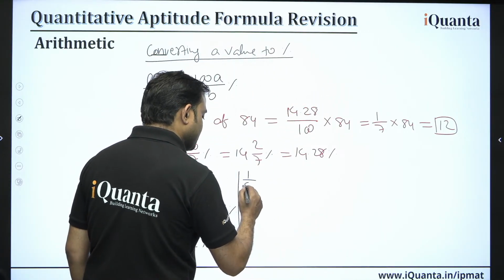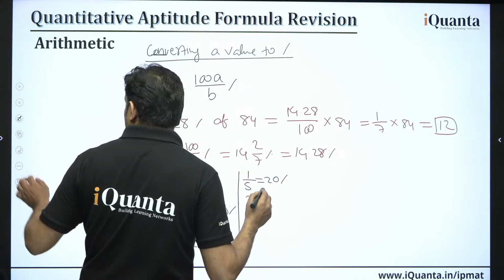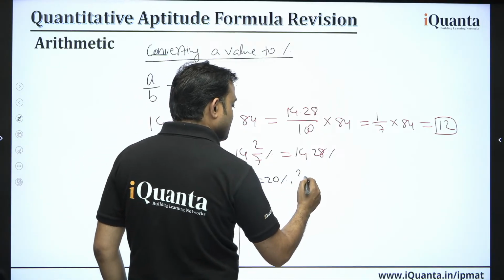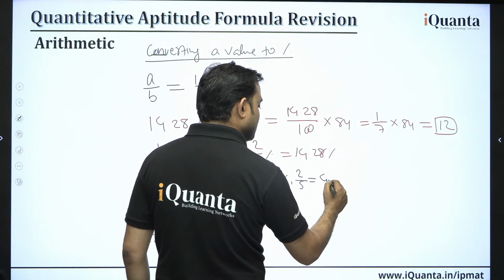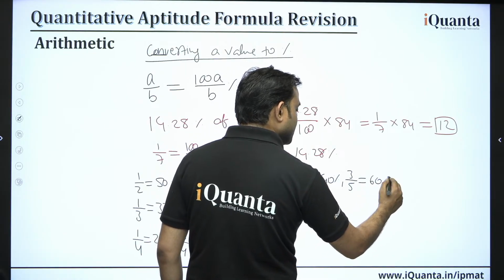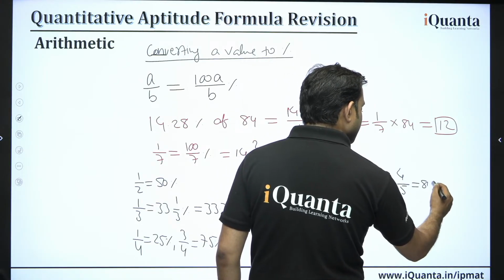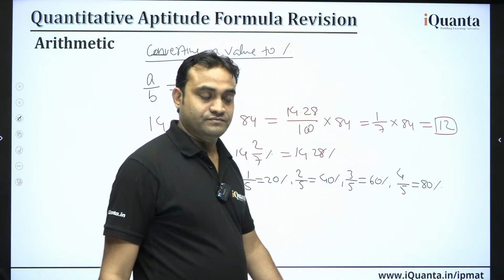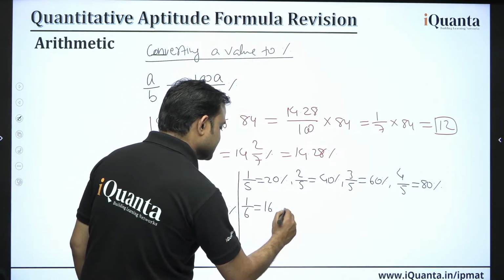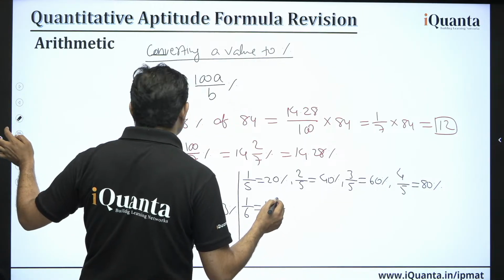Then we can say 1 by 5 will be equal to 20%, and in case of multiples of 1 by 5, we can take 2 by 5, which will be equal to 40%. You can take 3 by 5, which will be equal to 60%. Then comes 4 by 5, which is equal to 80%. Okay. Then 1 by 6 will be equal to 16 4 by 6%, or 16 2 by 3%.